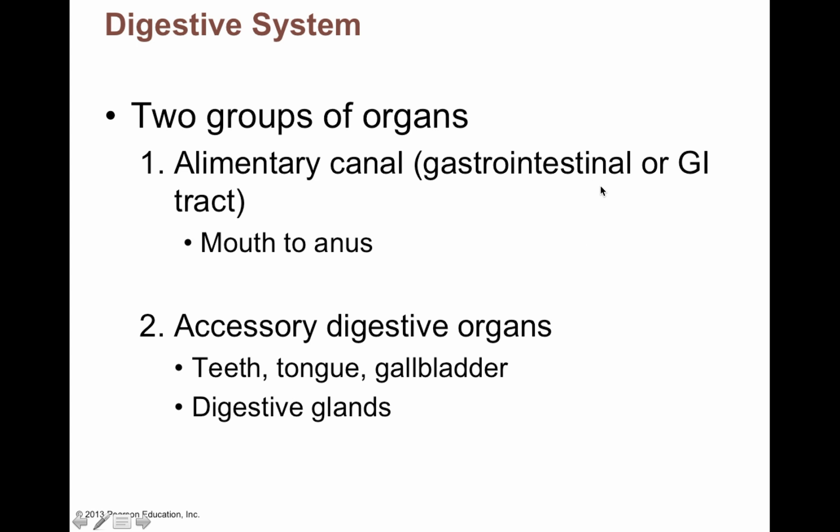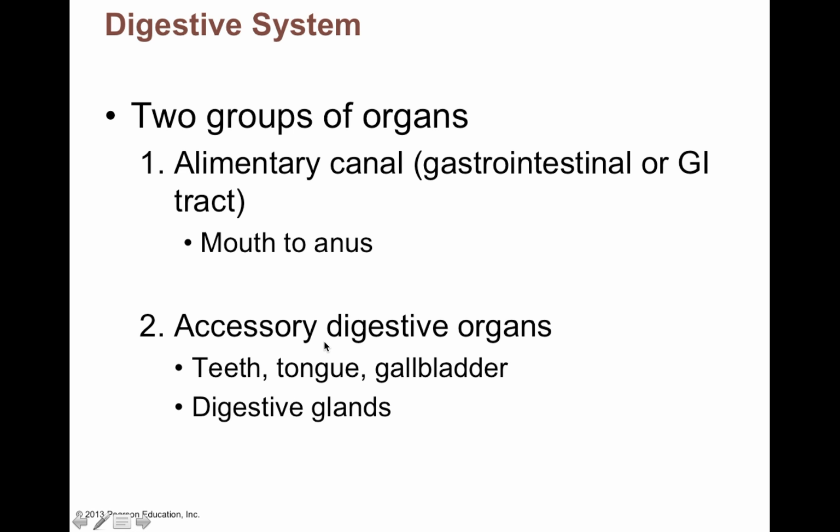But effectively it's a tube, in fact a muscular tube, from mouth to anus, right? So it starts at your mouth and it's a muscular tube that traverses through your thoracic cage, through your abdominal cavity, and then it exits via the anus, right? Now that's the GI tract, aka alimentary canal.